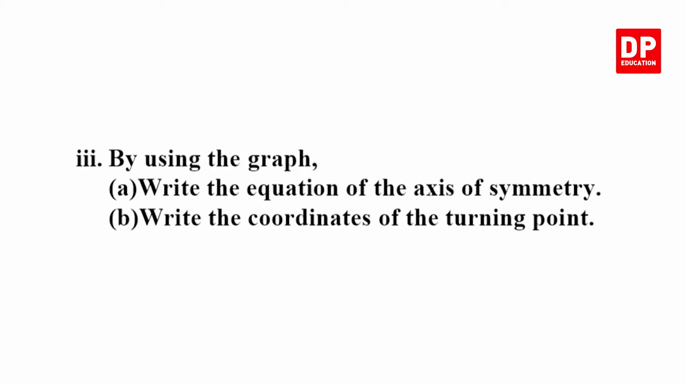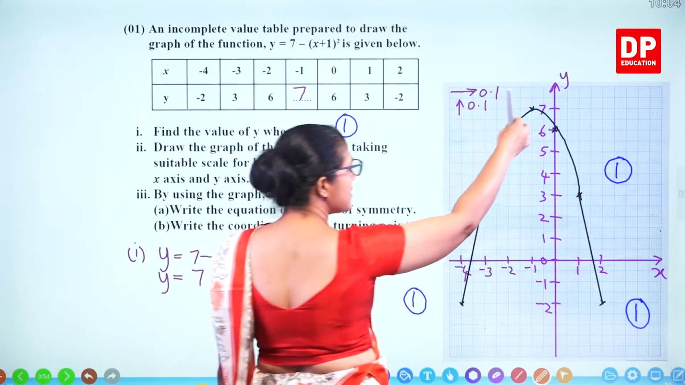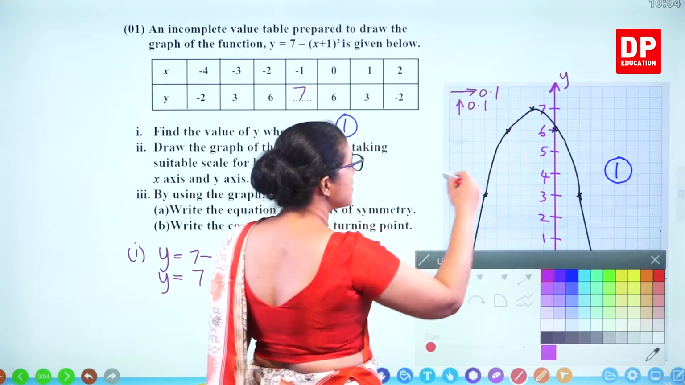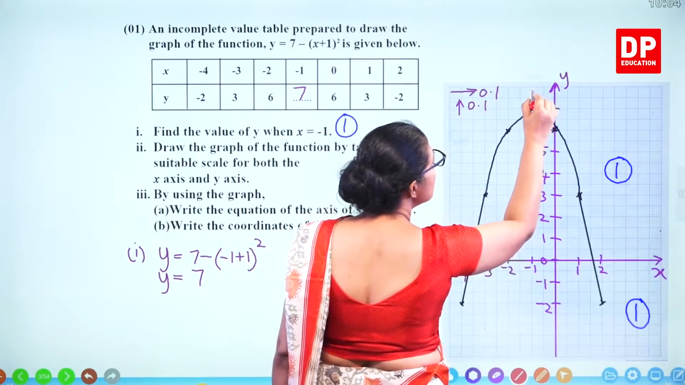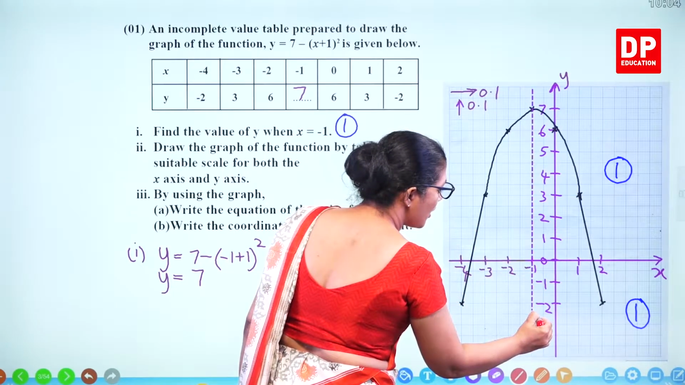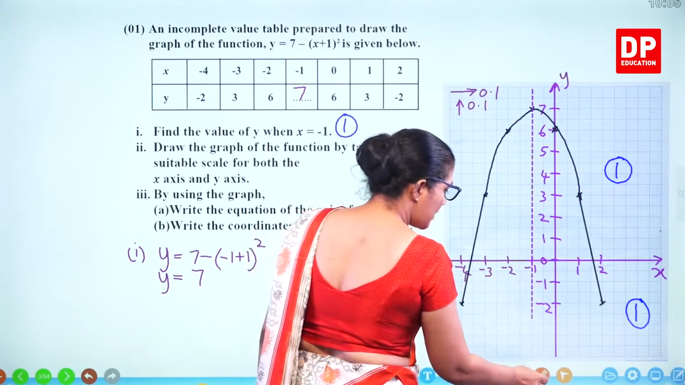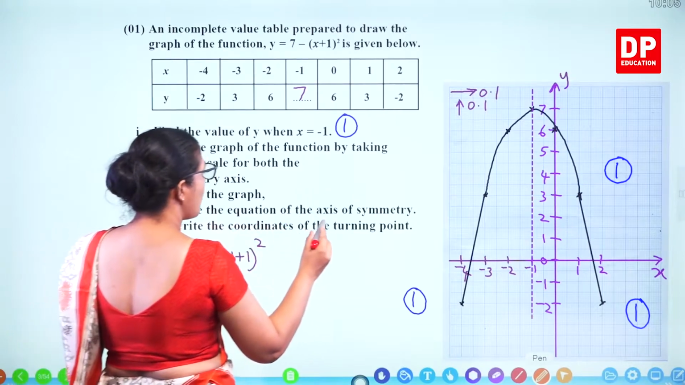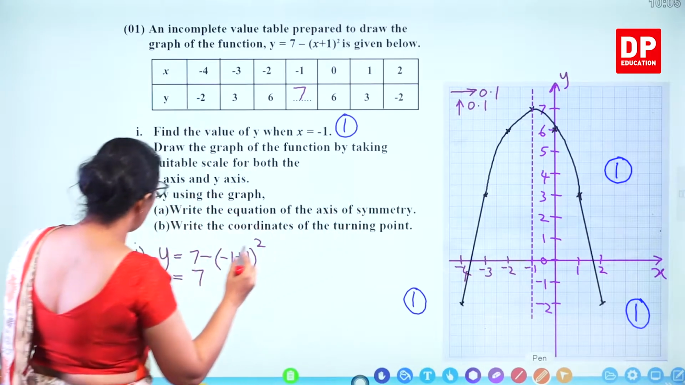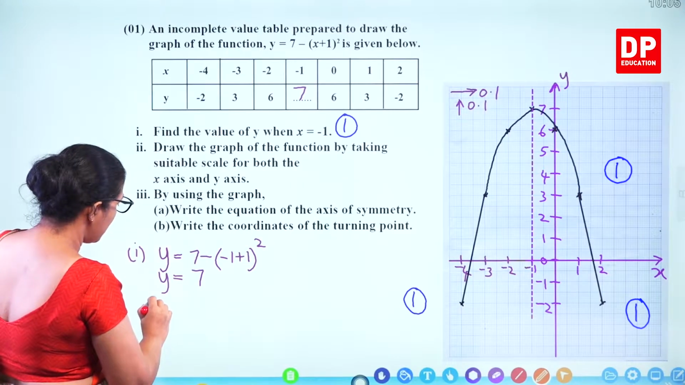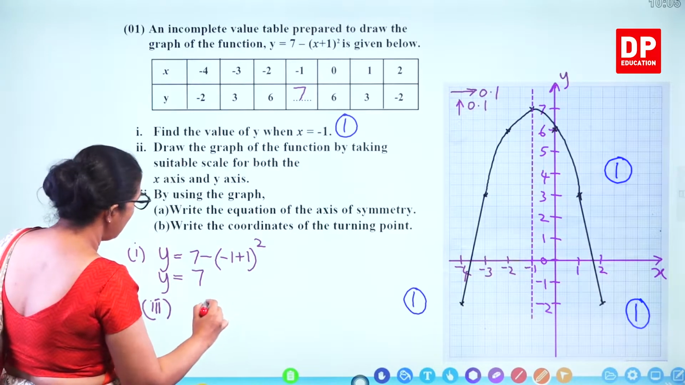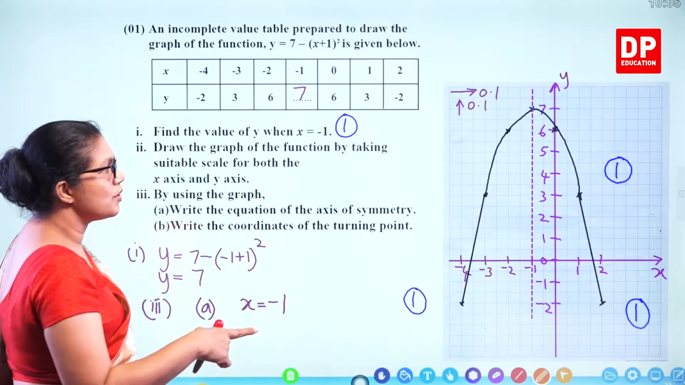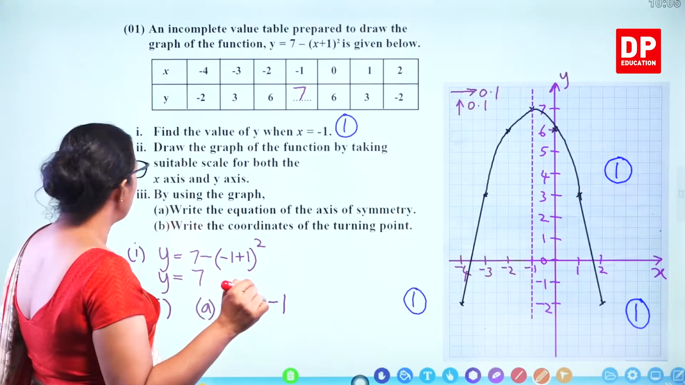By using the graph, write the equation of the axis of symmetry. So what is axis of symmetry means? That's the line passes through the maximum or minimum point here. This is maximum point. So this line passes through x equals minus 1. So the equation here is, part 3a, x equals minus 1. That's the vertical line passes through the maximum point.